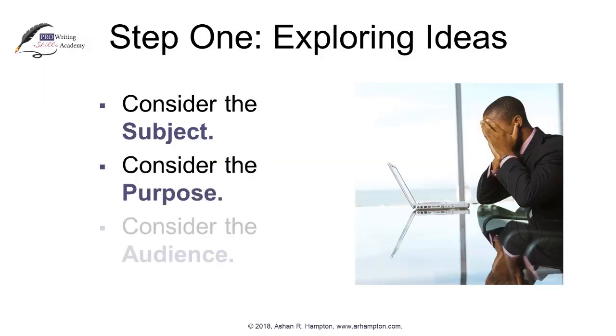Yes, this is what the writing process looks like when you figure out you have to actually sit down and write something. So let's talk about step one, exploring ideas. First, you want to consider the subject, consider the purpose, and consider the audience. We are going to look at each of these in more detail, but considering your subject, purpose, and audience will help you shape your ideas for whatever it is you are writing. Okay, let's take a look.